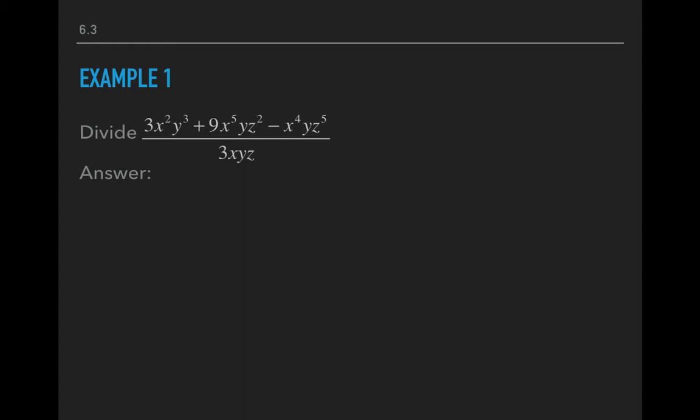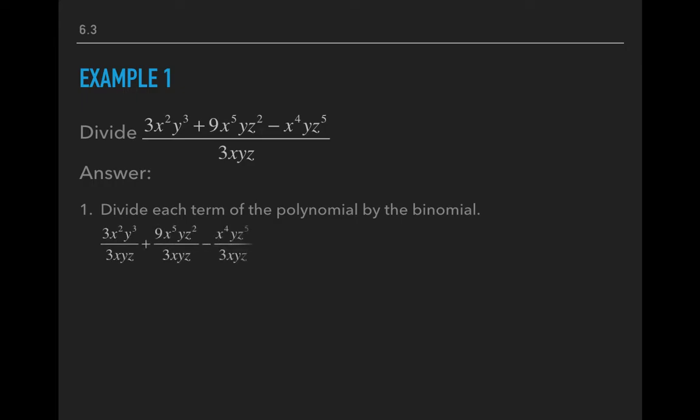Here we have a polynomial divided by the monomial 3xyz. We know that's a monomial because it's just one term in your denominator, one term that it's being divided by. When you have a problem like this, you just divide every term in your numerator by your denominator. And then you simplify. 3 over 3 is 1. X squared over x is x. Y cubed over y is y squared, and that z stays in the bottom.